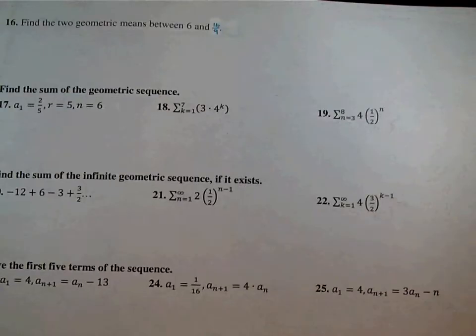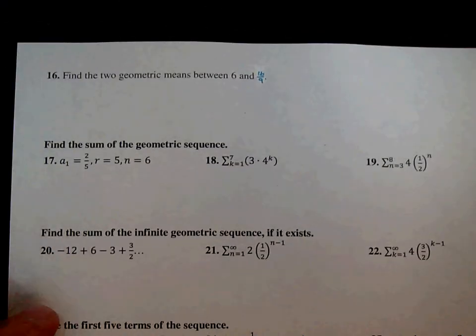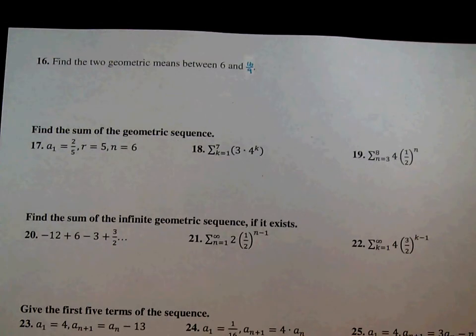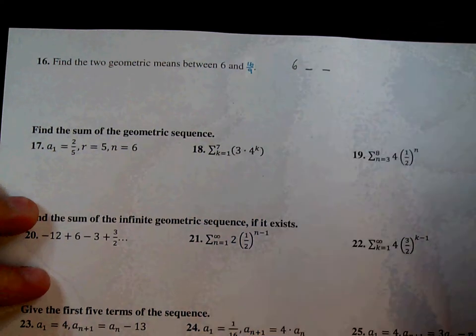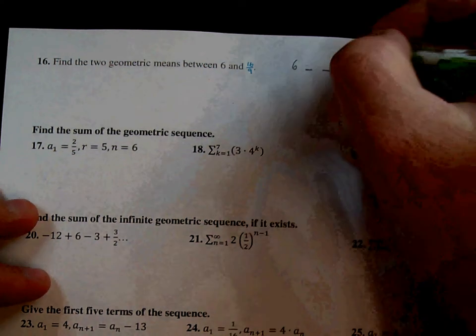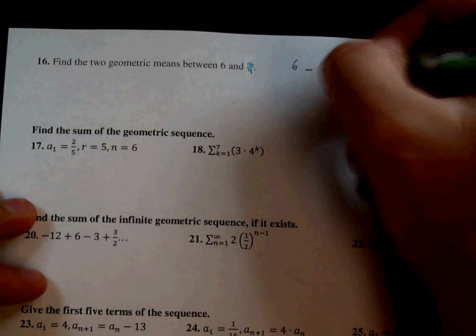Let's move to the back page. Another mistake that I made. Number 16, we had to change the term. That should read 16 over 9. So we have to find the two geometric means. I would illustrate this. We have a term of 6. I have two missing terms. It says two geometric means. And then I have 16 over 9.